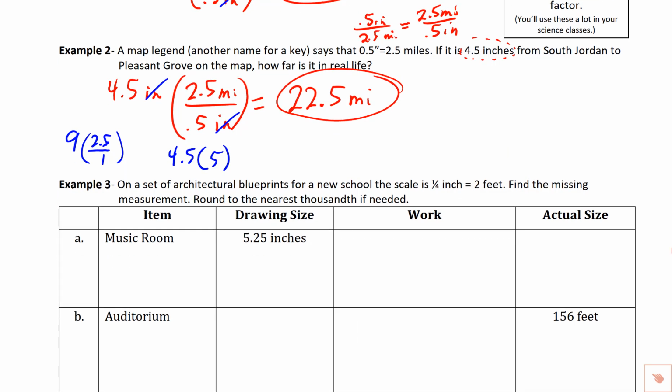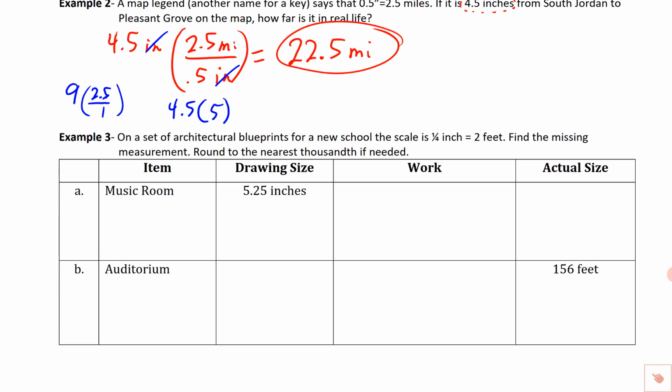So I'm going to slide down to the bottom here, and this is very, very similar to what you're going to do on your assignment today. It's a relatively short assignment. It's not too long, but you've got a problem like this. A whole bunch of them are the same type of thing. So we've got an architectural set of blueprints for a new school, and the scale is 1/4 of an inch equals 2 feet. So 1/4 of an inch on the piece of paper equals 2 feet in real life.